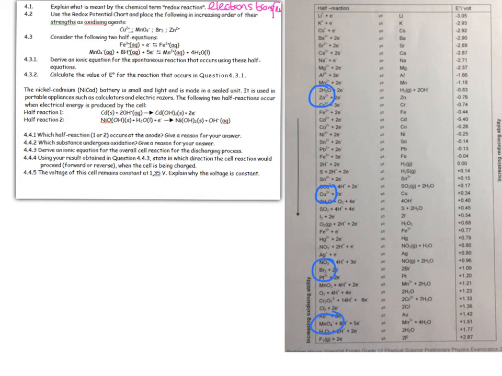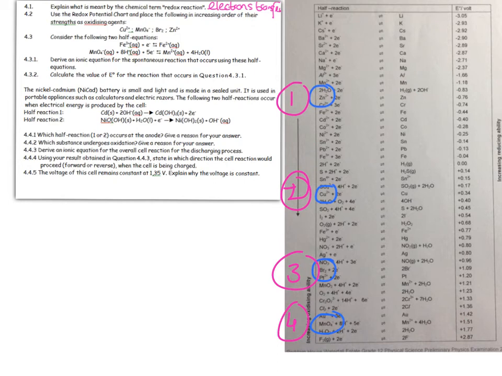Increasing oxidizing ability. So they want to know the following in increasing order of their strength. So the worst one is the Zn2+, then increase it to that, then increase that, and then increase to the manganese, the permanganate ion. So that's the order that you would have to write it in.